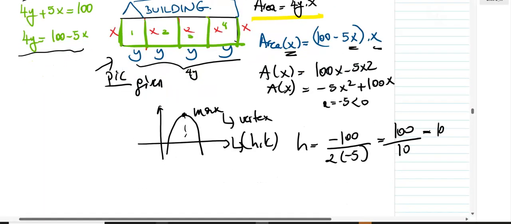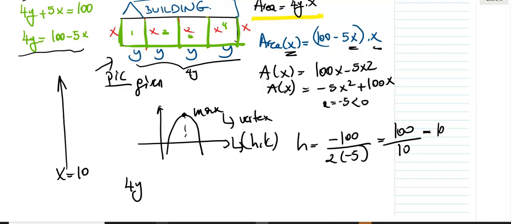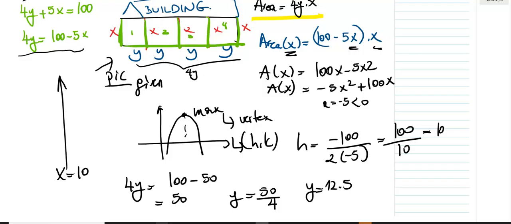So when x is equal to 10, you can plug into the equation here. 4y will be equal to 100 minus 50, and that's 50, and y will be equal to 50 over 4, which is 12.5. So this is 10, and this will be 50.